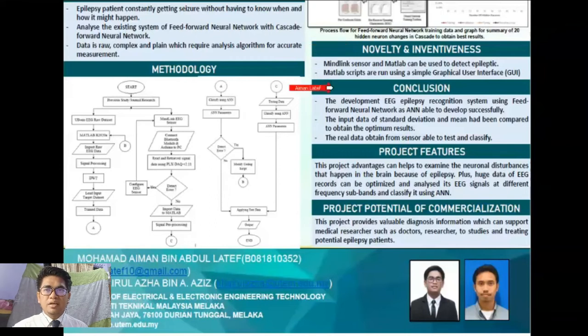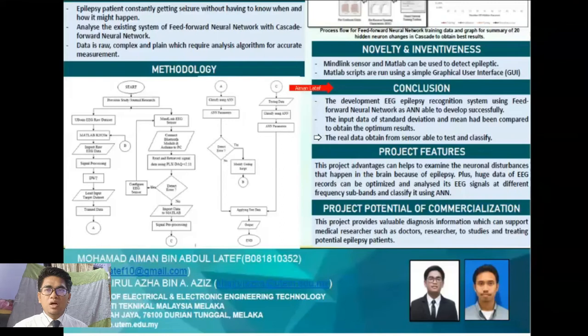Next, the conclusion for this project. Firstly, the EEG epilepsy recognition system using a feed-forward neural network as the artificial neural network was developed successfully. Secondly, the input data of standard deviation and mean were compared to obtain the optimum result. Based on this, standard deviation gives the best overall accuracy.